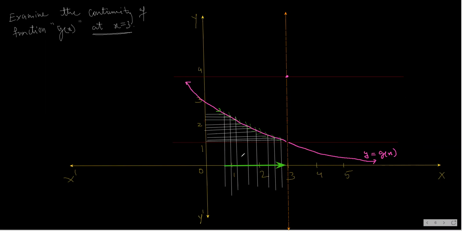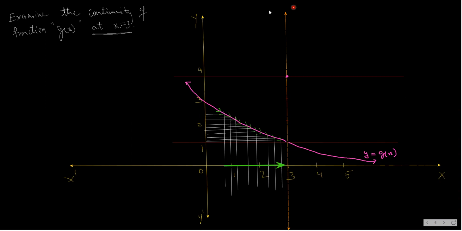See, as the x values are coming close to 3, the y value is coming close to where? See, this point, try understanding. This point here has y value equal to 1. You understand?